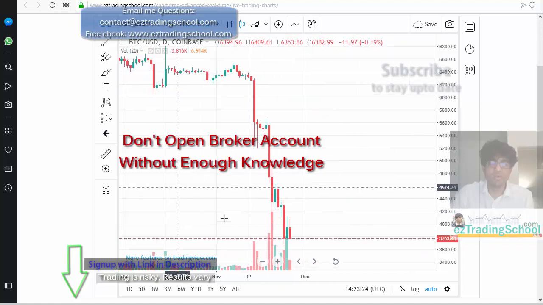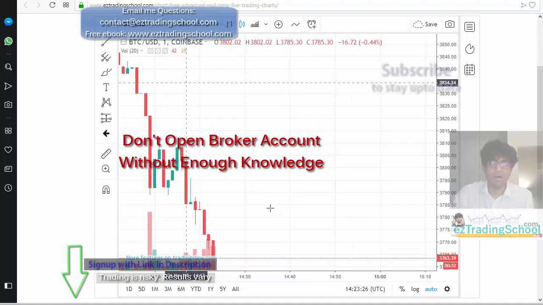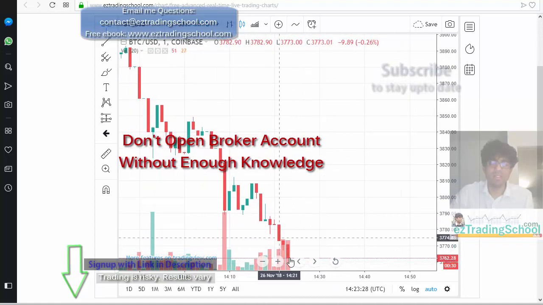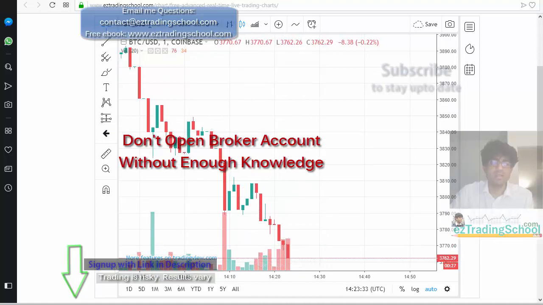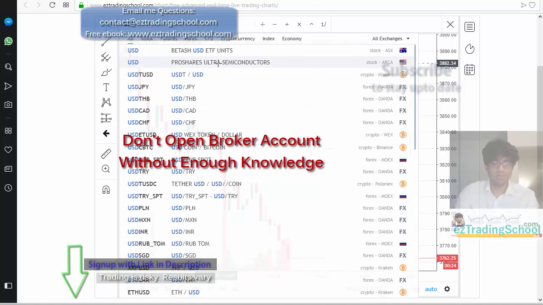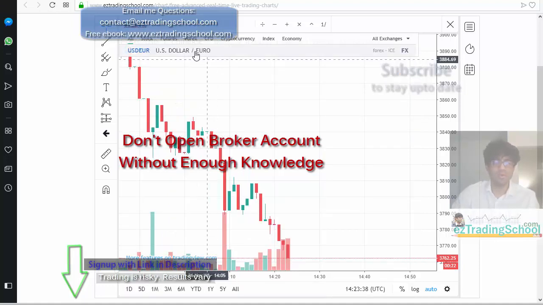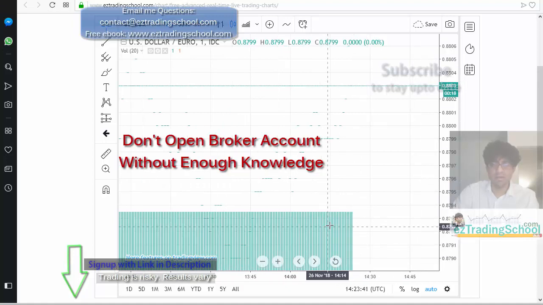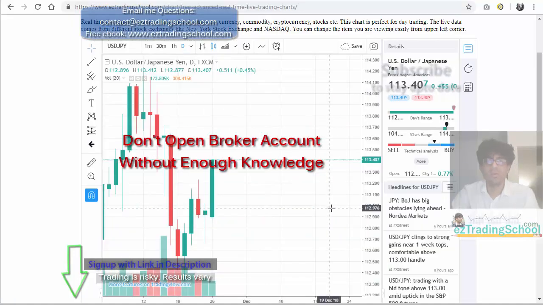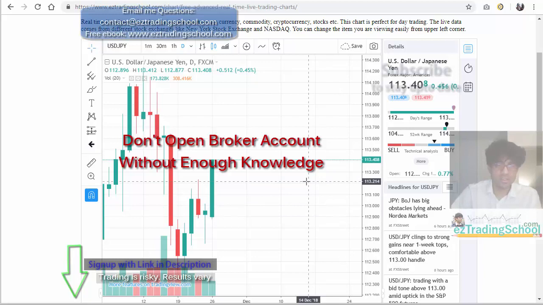When I zoom in on this one, all the news that's happening now is making a change to this price pair. I'm going to change it to Euro USD, and it's one of my favorite currency pairs to trade with. So I've changed the currency chart to USD JPY. I can see the price movement here.